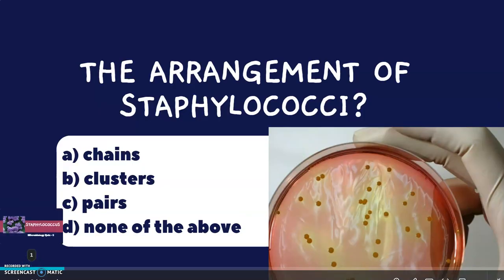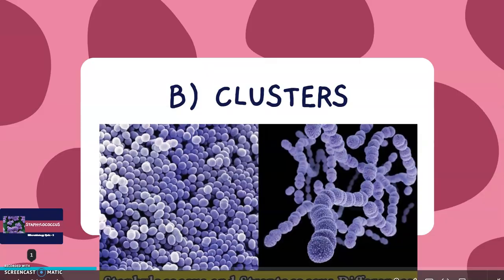The first question is a very simple question. The arrangement of Staphylococci is A. Chain, B. Clusters, C. Pairs, or none of the above. The answer is clusters. Of course, you know Staphylococci are cocci arranged in clusters, whereas Streptococci are cocci arranged in chains.